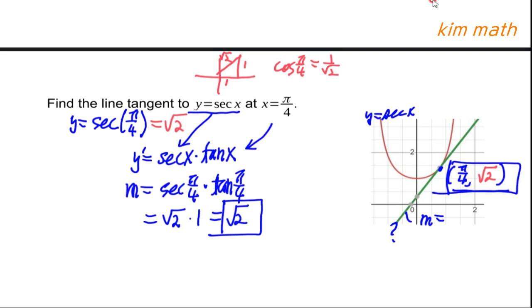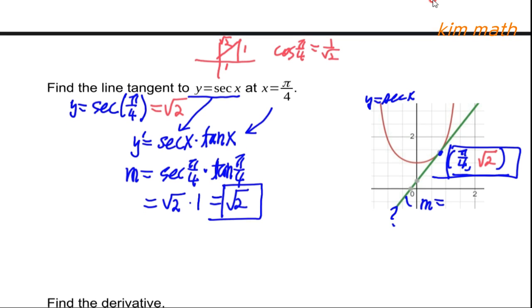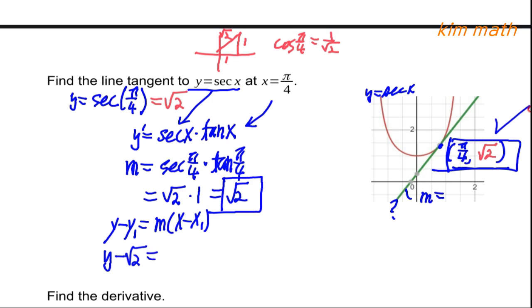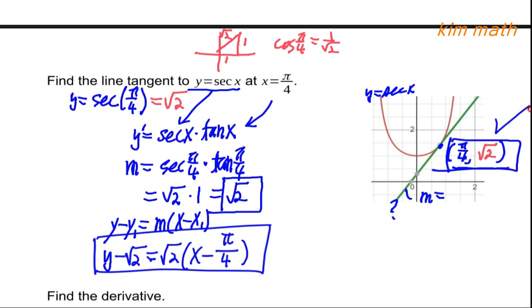So this is the slope. This is the point through which the line passes. So we can use the point-slope form: y minus y1 equals m times (x minus x1). So y minus y1, here, can you see that? Radical 2 equals m, radical 2 here, times x minus x1, pi over 4. Okay, good.